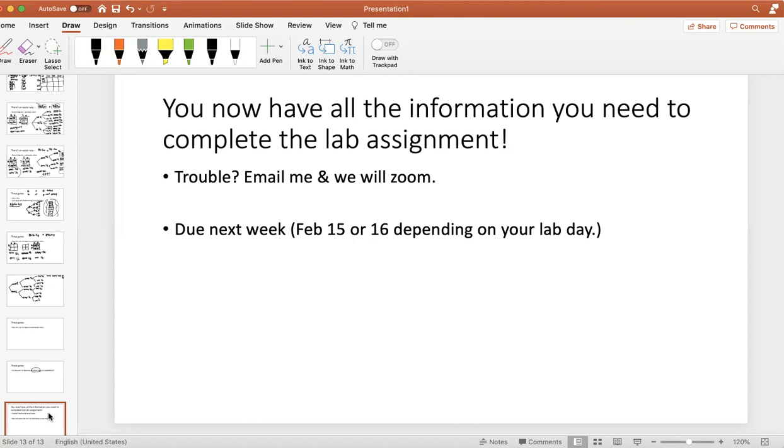Hopefully you have found this useful. I think these are really fun. Treat these as fun little logic puzzles, and I think that you'll have actually a good time doing this assignment.